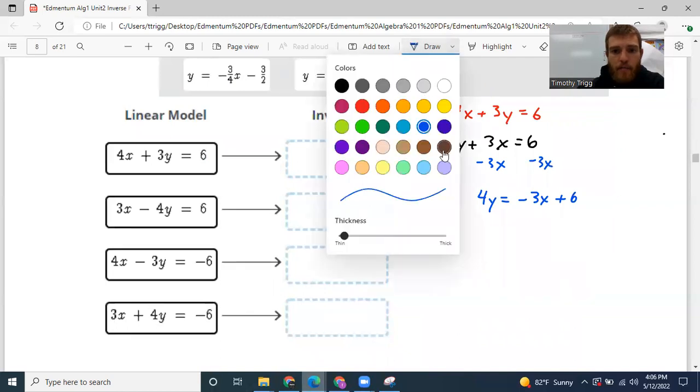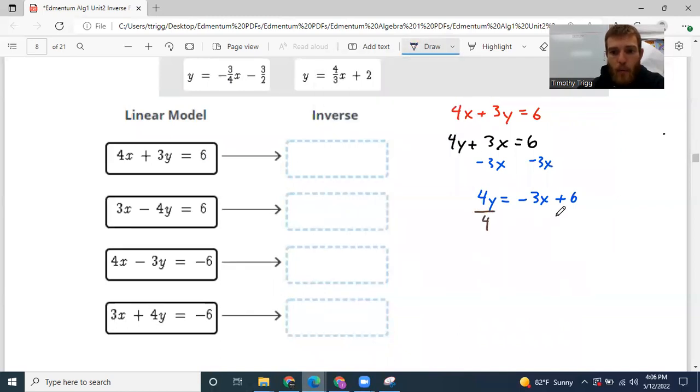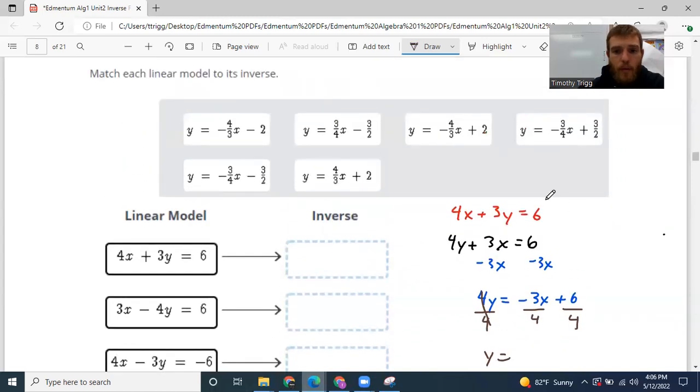Divide both sides by 4 to get y by itself. Divide this by 4, divide this by 4. So it'll be y equals negative 3/4 x plus 6 over 4. 6 over 4 can be reduced to 3 over 2. So this is going to be our first one here. This one goes right there.